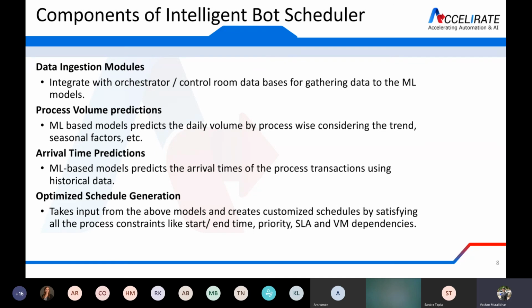Once we predict the volume and the arrival times, we can give the licensing for the bots accordingly. So we will be solving a lot of problems here. We will be increasing resource optimization, giving better intelligence, and avoiding as many SLA breaches as possible. So there are a lot of advantages, right?